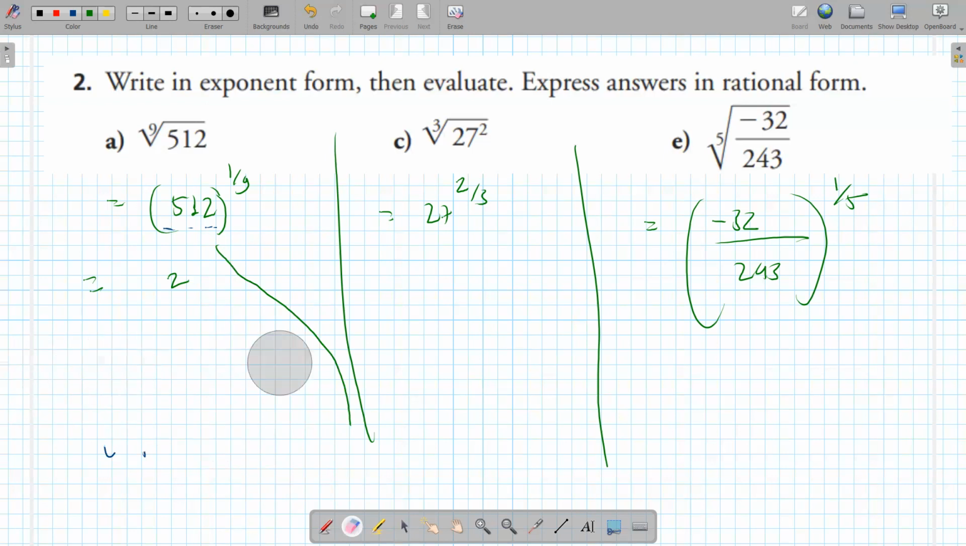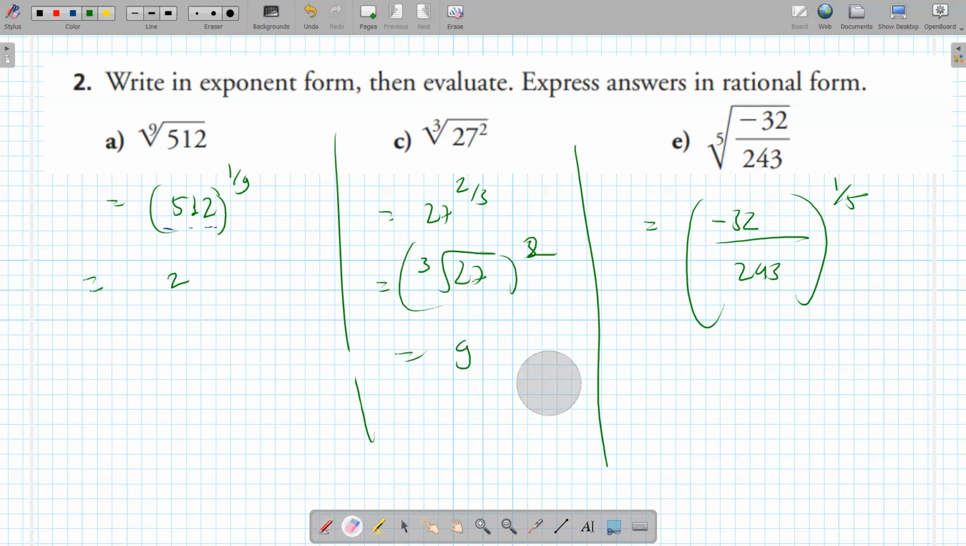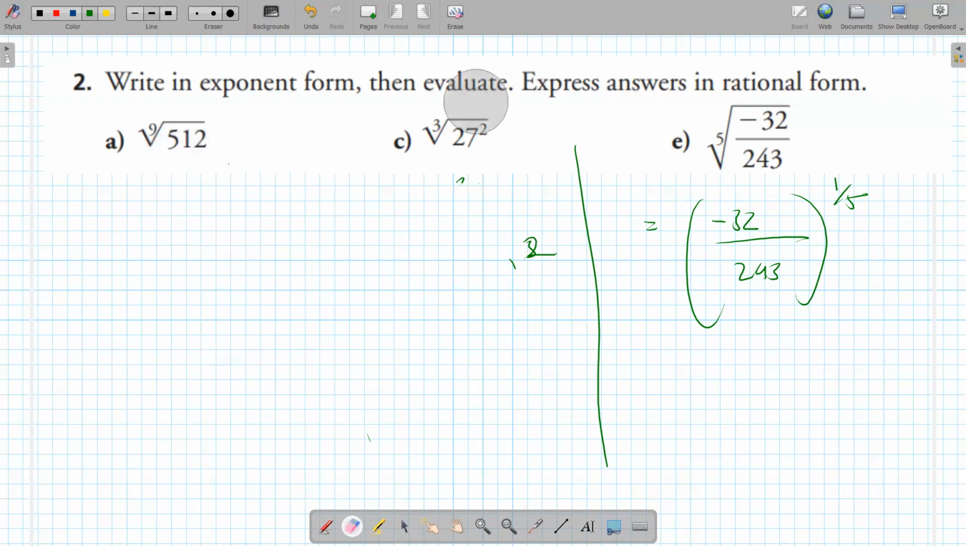Anyways, 512 to the 1/9 is 2. 27 to the power 2 over 3, we've already seen this. This is cube root of 27 squared, which is 9. What about e? E is a little bit more difficult. What do we do with e?